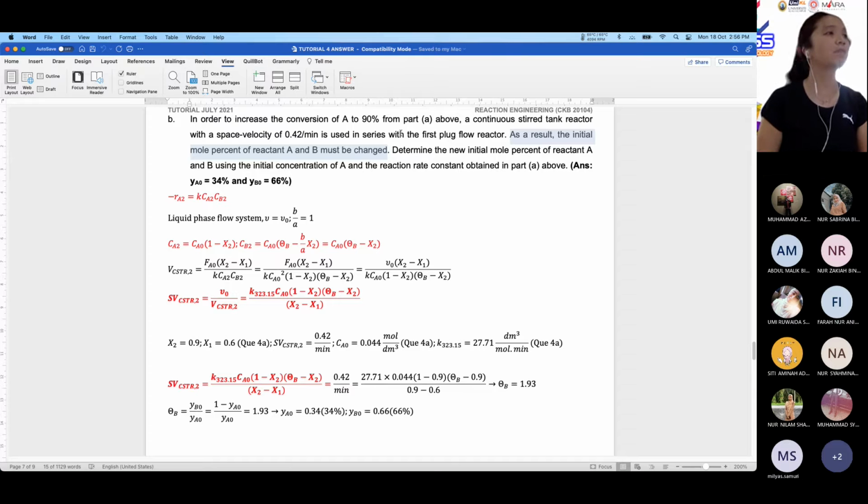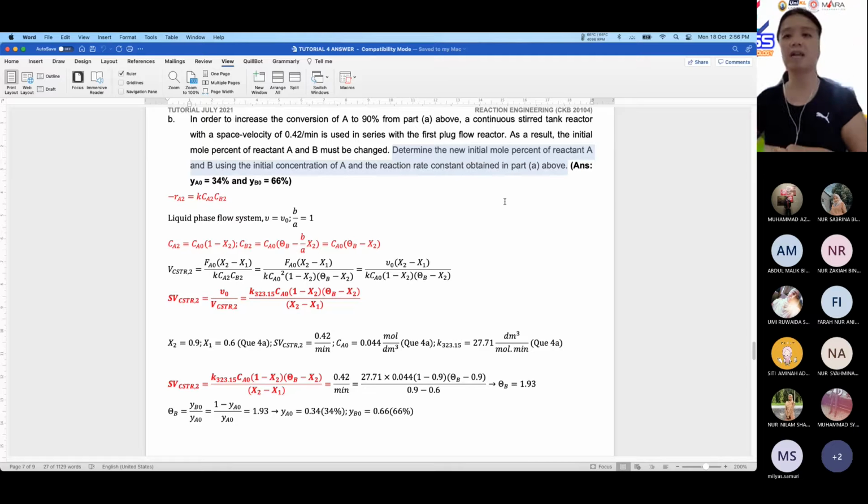So this is determine the new initial mole percent of reactant A and B using the initial concentration of A and the reaction rate constant obtained in part A above. So dia kata sekarang dia suruh kita cari YA0 yang baru, YB0 yang baru, okay, menggunakan CA0 from part 1 and K from part 1. Okay, so that's the question that they want.